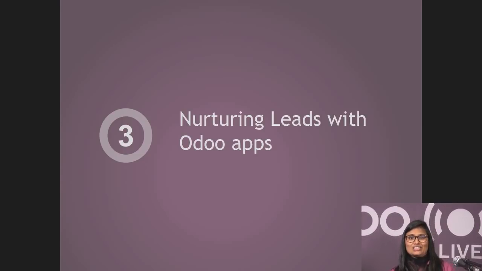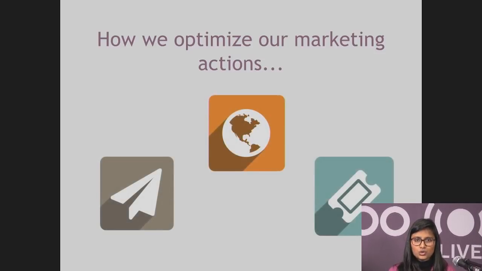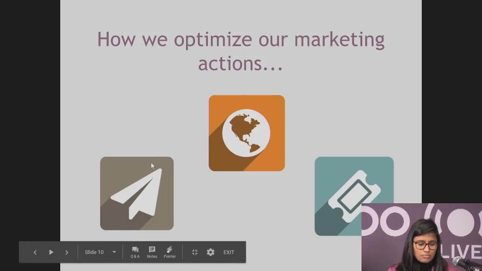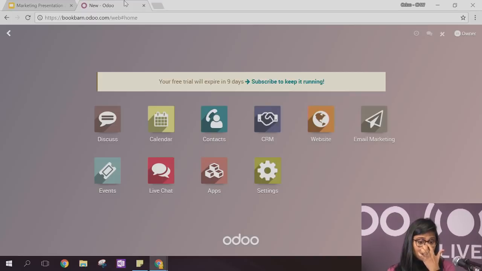Okay, let's get to the meat of the matter. How do we nurture leads using Odoo apps? So for this demo, we're actually going to be using 3 key Odoo applications: websites, email marketing, and events.